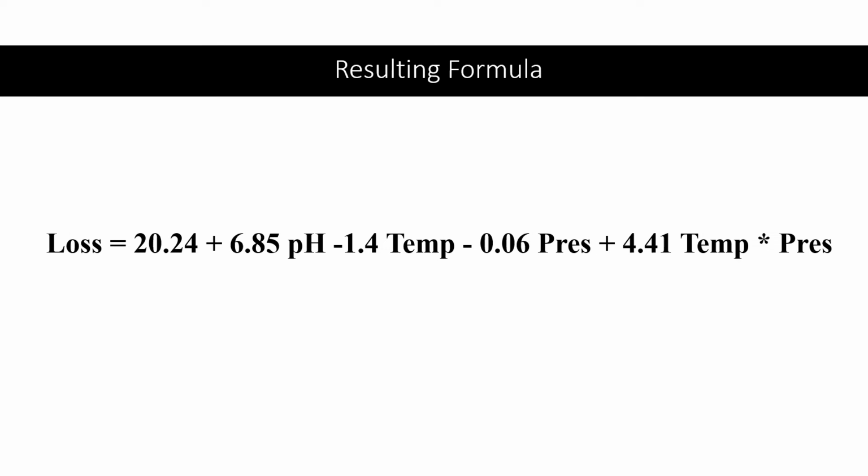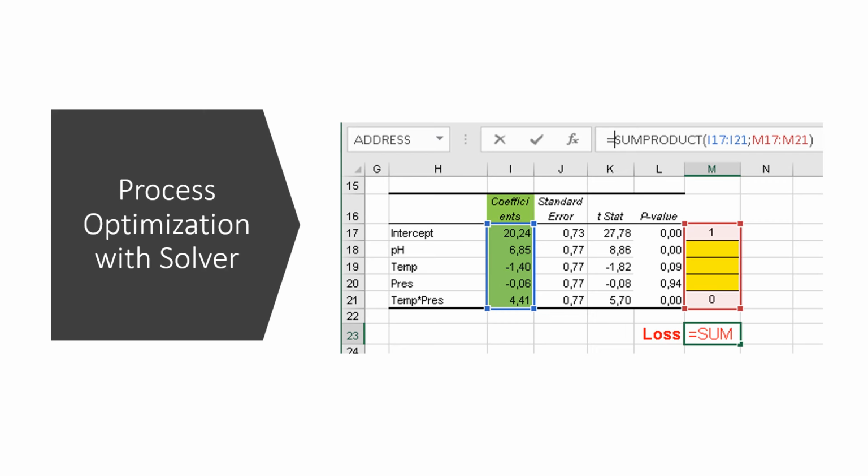This gives us the formula for the estimation of process loss as a function of three factors. This equation is with factors in coded values. In the reduced model sheet we add cells M17 to M21 to house the results we are looking for. M17 is the factor to multiply with the interception, so it must be 1. Cell M21 should have the product temp times press, so we input the formula, equal to M19 times M20.